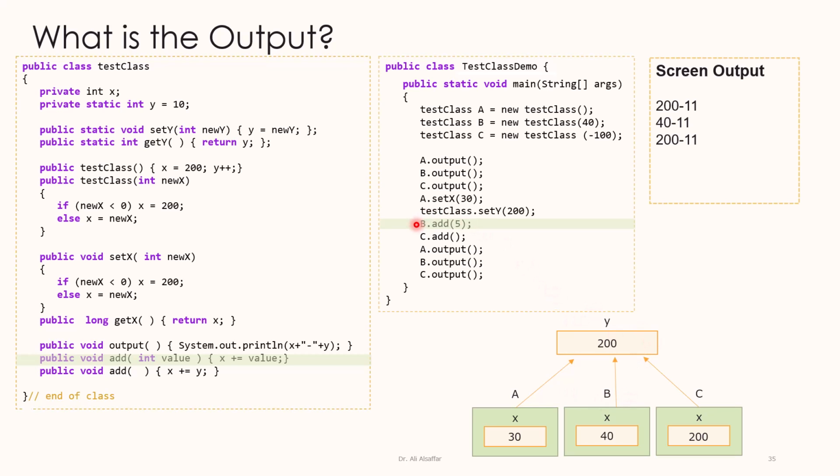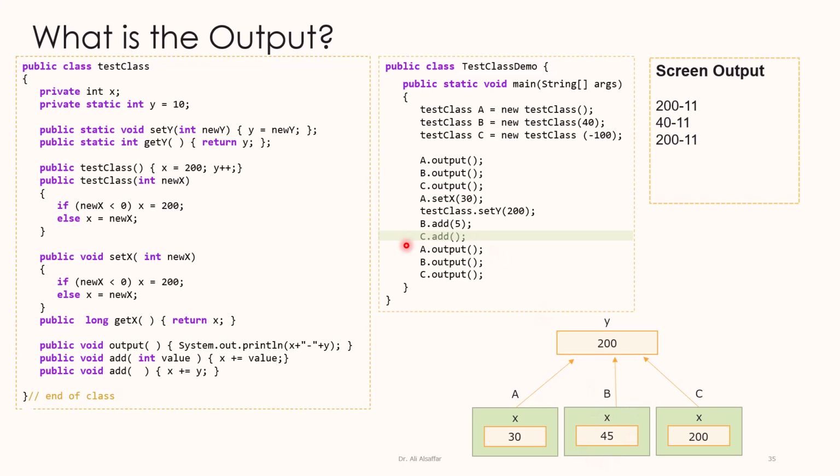In the next step, we are referring to the add method for object B. This method is overloaded. So which method will the compiler select? It will select the method that has one input parameter, which is right here. So the value 5 will be saved into the input parameter value, and it will be added to the current value of x. Since we are referring to B, this is the current state for B. So the value of x is 40. So 40 plus 5 will be 45. So the value of x for object B will be updated to 45. So remove 40 and replace it by 45, and this is what we have done here.